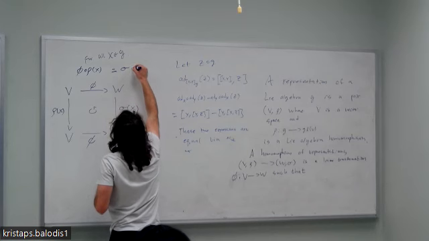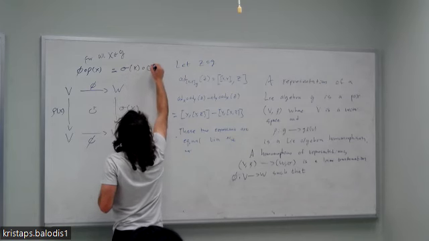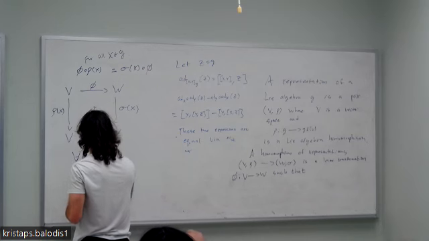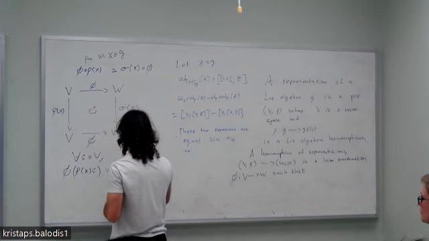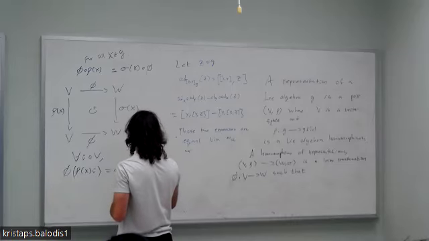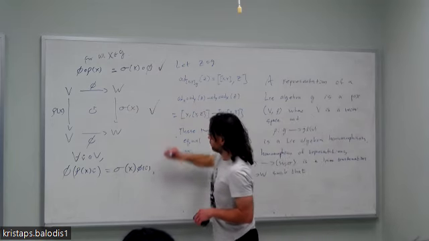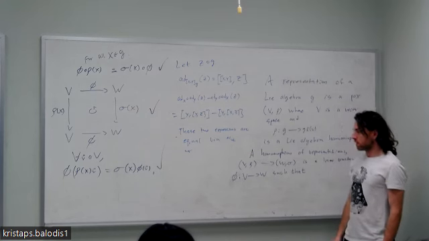Sigma of x, composed. Another way to say this is that for all v in V, rho x applied to v, and then you apply phi, is equal to sigma of x applied to phi of v. So, three different ways of expressing this.